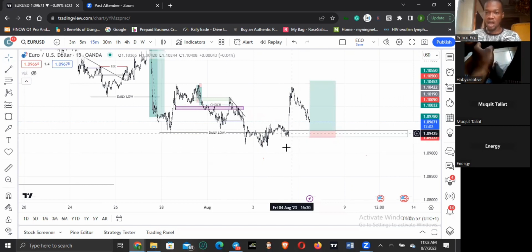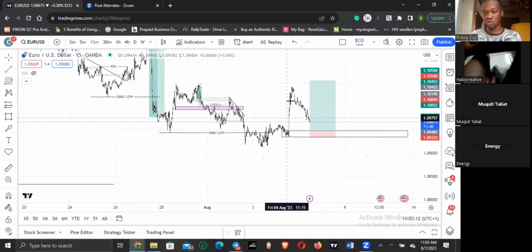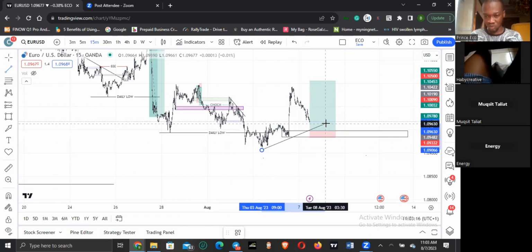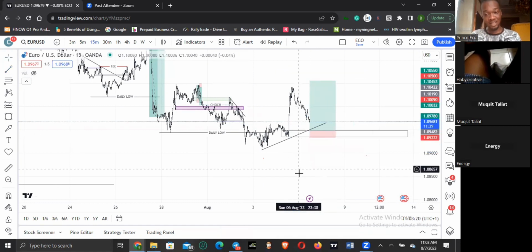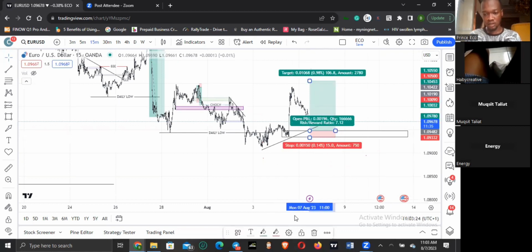The reason is my confluence. Number one, I am seeing an order block. Two, I'm seeing the imbalance that has to be filled. And I'm also expecting the third touch on this trend line.